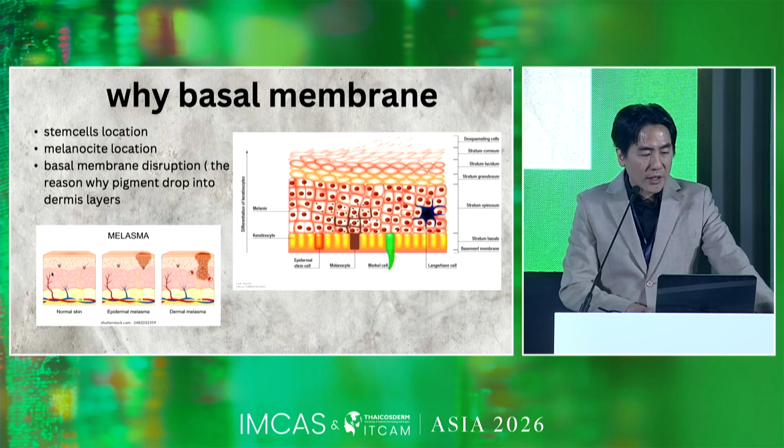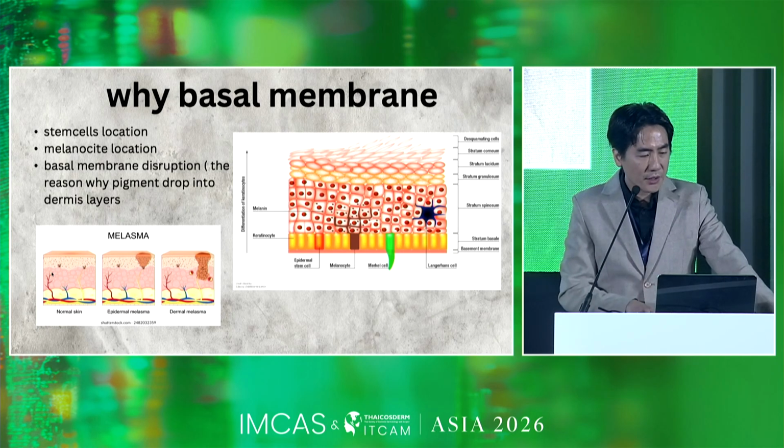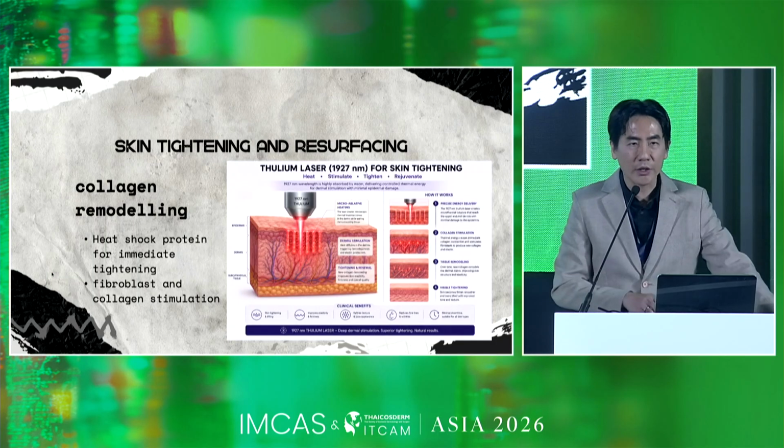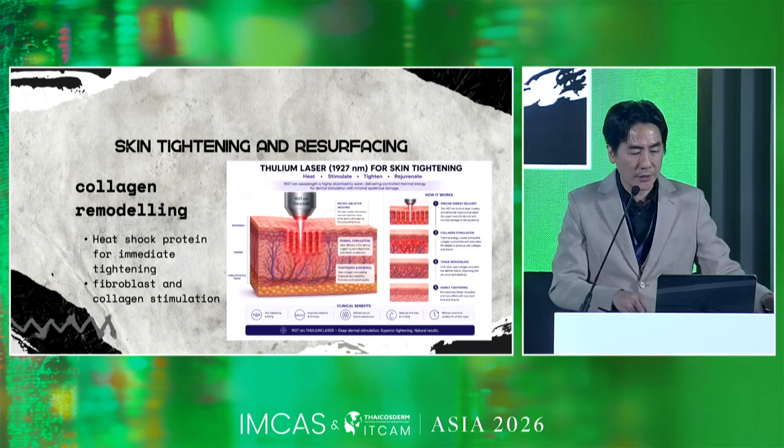So basically, why the basal membrane? Because the stem cell location is the same as the melanocyte location. Also, basal membrane disruption is the reason why pigment drops into our dermis layer. That's why it creates thermal pigmentation.